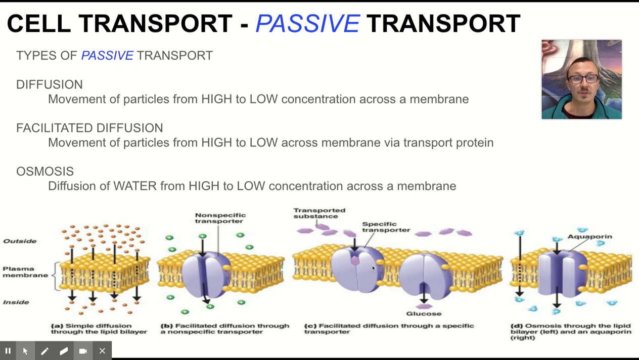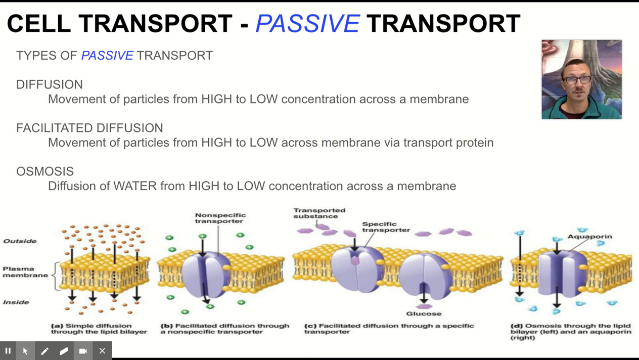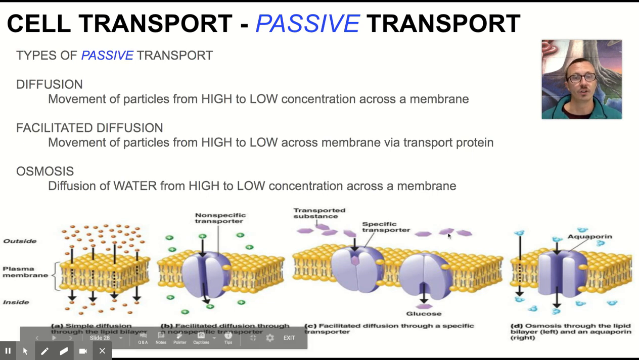And this particular protein actually changes its shape, right? So glucose binds to the outside and it creates a little chemical reaction and it transports glucose across the membrane. But again, it's still passive, okay? So no energy required. And we're still going from high concentration to low concentration.